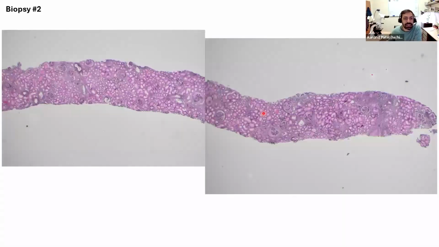Here is the second biopsy where still the overall chronic injury doesn't look terrible, but there we are seeing some areas where these tubules are no longer back to back. And there's a mixture of both active inflammation and chronic injury in these areas.